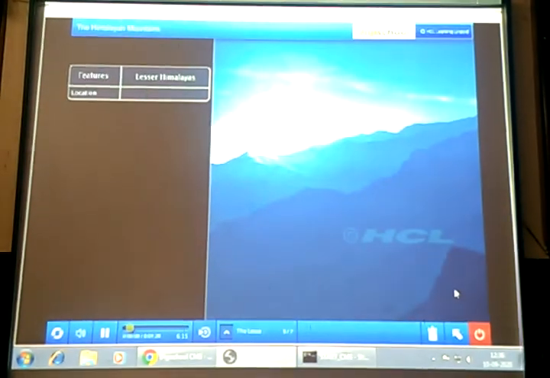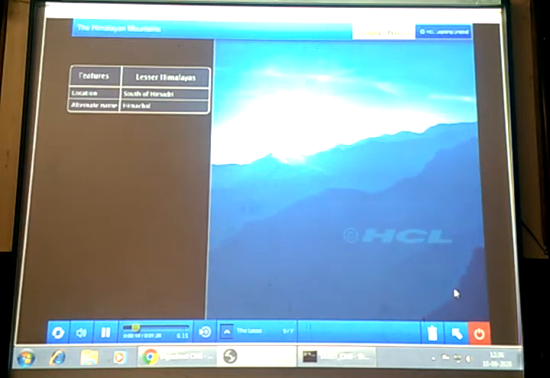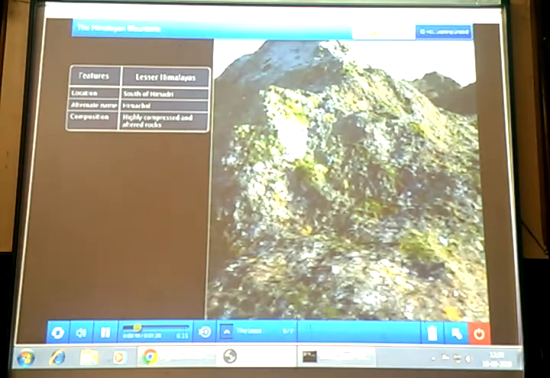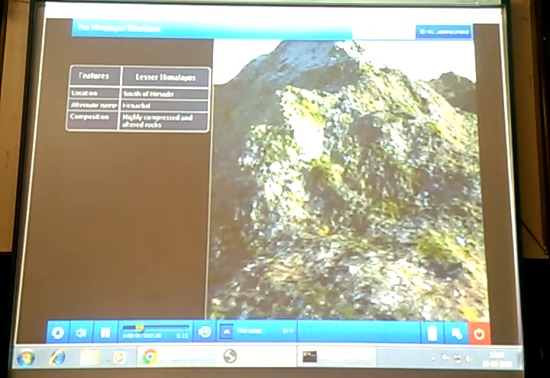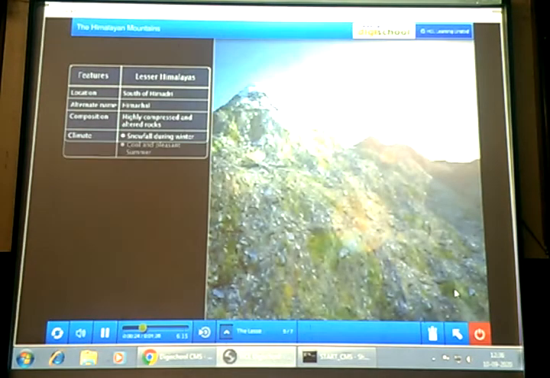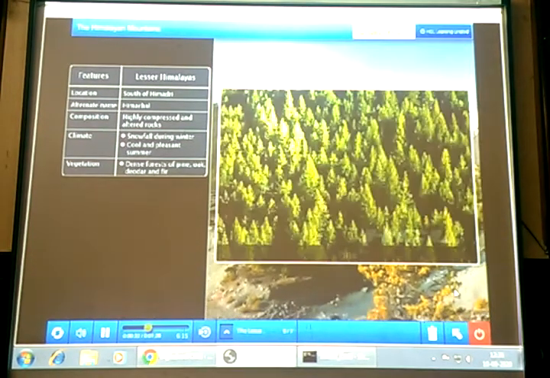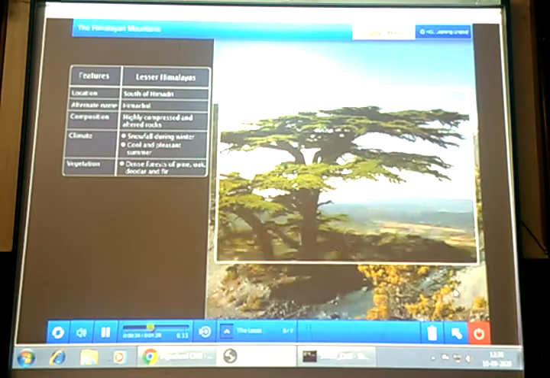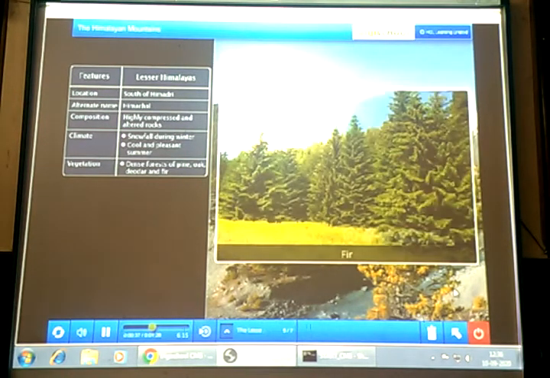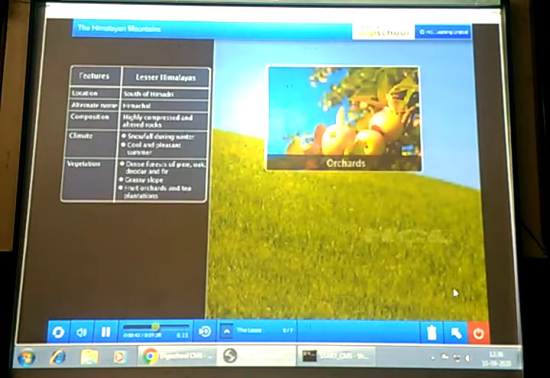The Lesser Himalayas, which is situated towards the south of the Himalayas, is known as the Himachal. This region is composed of highly compressed and altered rocks. Though there is snowfall during winter, summers are cool and pleasant. These climatic conditions favor the existence of thick forests of pine, oak, deodar, and fir trees. Lower slopes are grassy and may contain orchards and tea plantations.